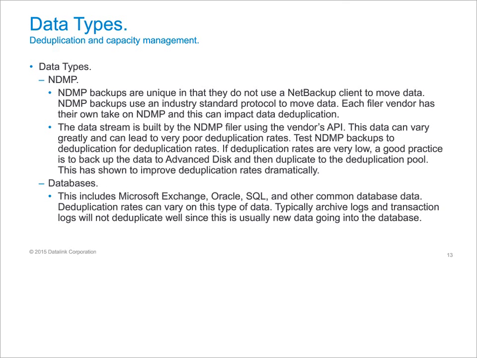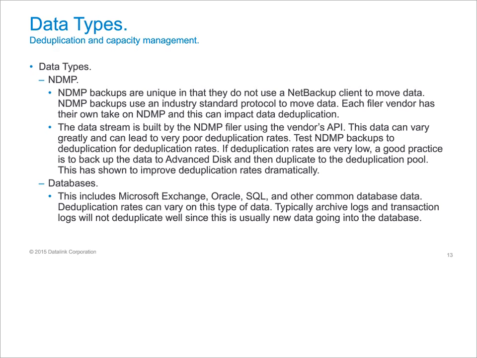So, some data types that can have an impact. NDMP data. NDMP is kind of data from a NetBackup perspective in that it does not have a client-side engine to handle its data movement. It does not have a NetBackup client that you install on your filer to move the data. So the data is gathered and sent by the NDMP daemon, and that is typically handled by the filer itself and is a product of the filer manufacturer.